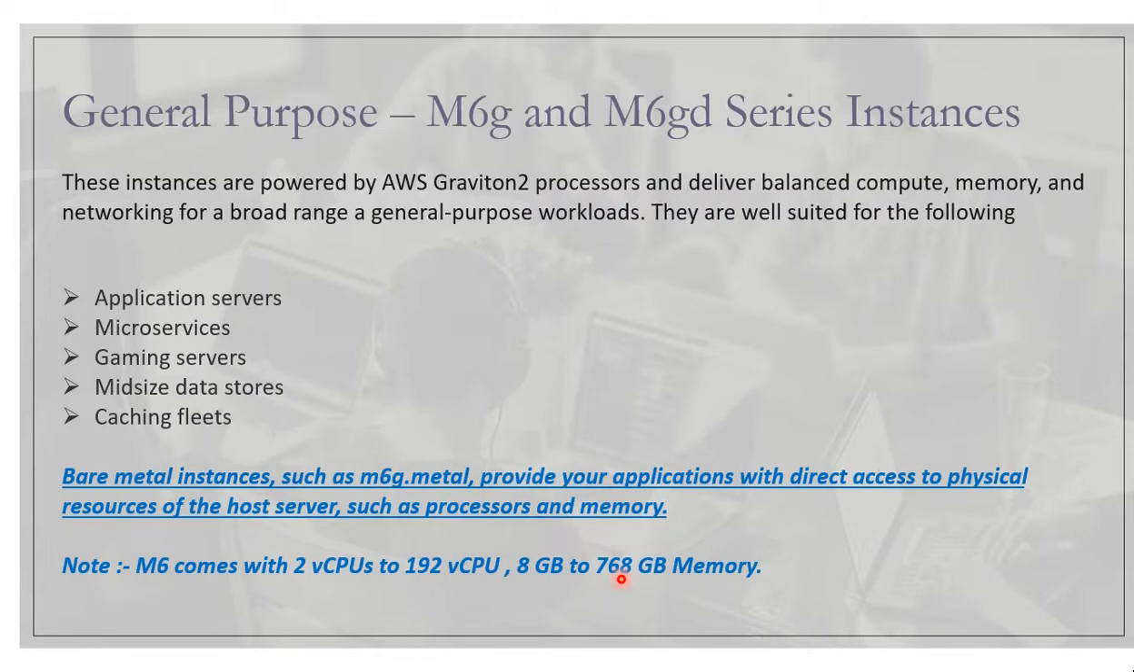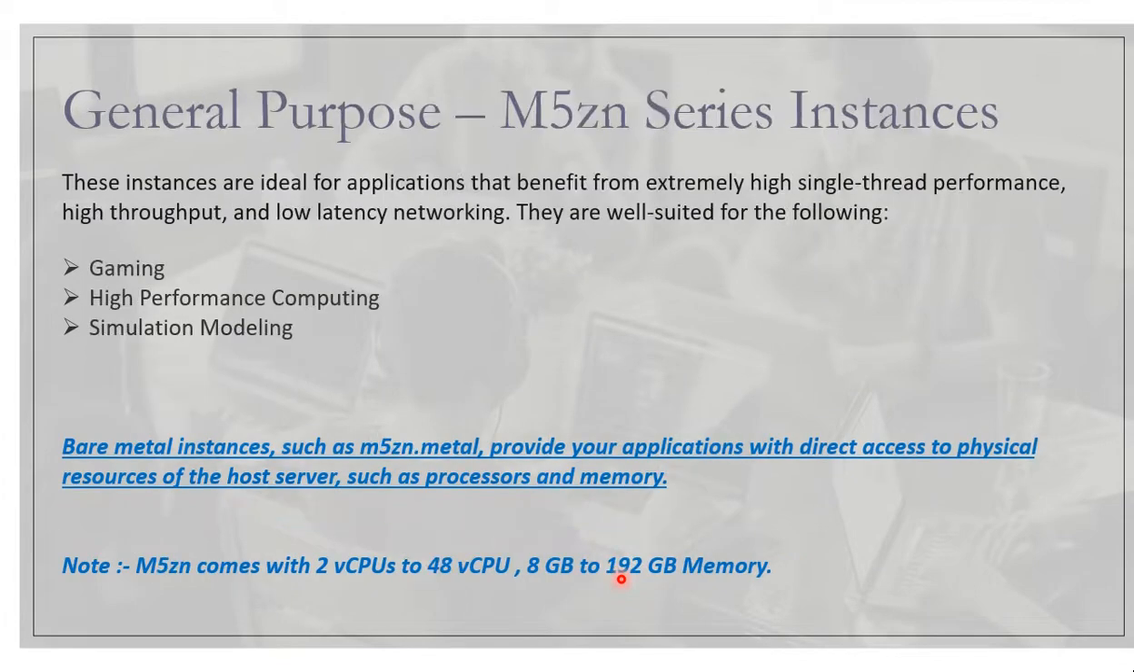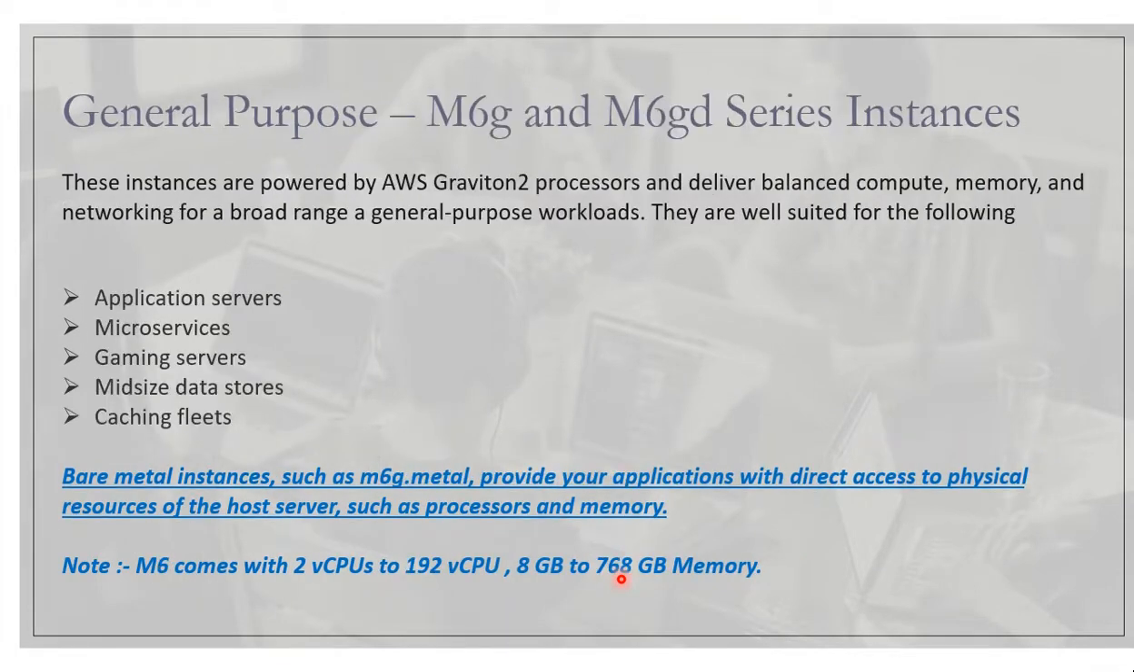And the third one is M6G and M6GD series. This is another one which comes with the AWS Graviton 2 processor, and they deliver balanced compute, memory, and networking for a broad range of general purpose workloads, and are very well suited for application servers, microservices, gaming servers. So if I go back, my M5Z is also for gaming, but see M6G, M5Z. If you see the difference comes with the virtual CPUs.